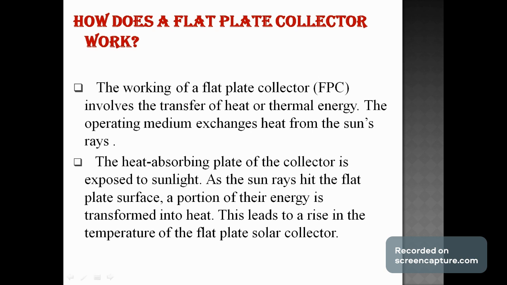Now we will see how a flat plate collector works. The working of an FPC, which means flat plate collector, involves the transfer of heat or thermal energy. The operating medium exchanges heat from the sun's rays. The heat absorbing plate of the collector is exposed to sunlight. As the sun's rays hit the flat plate surface, a portion of their energy is transformed into heat. This leads to a rise in the temperature of the flat plate solar collector.